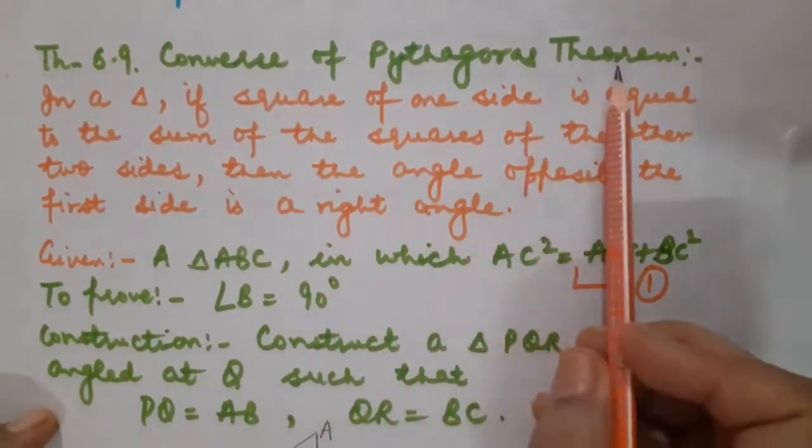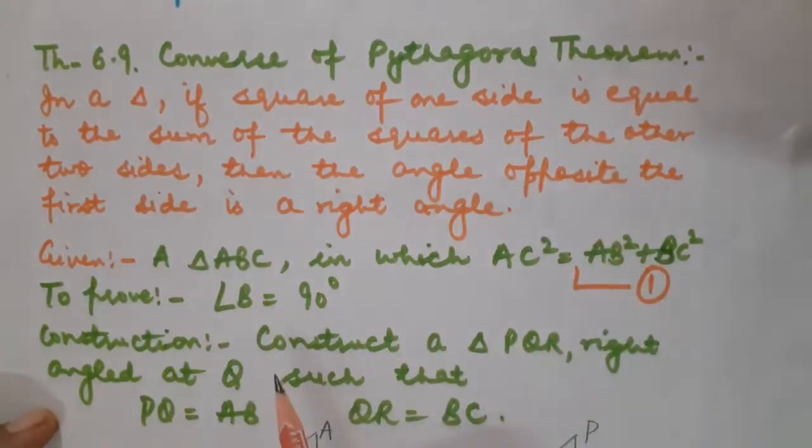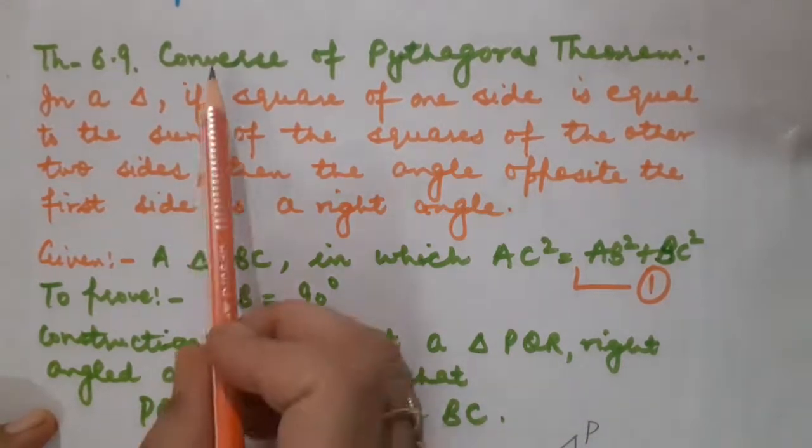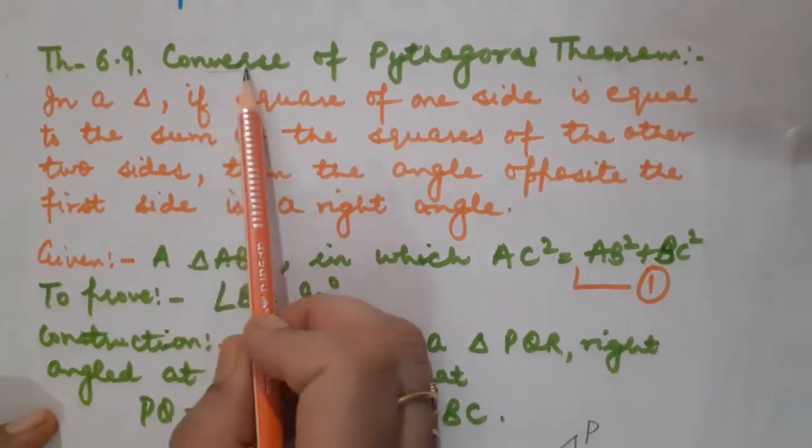So children, let us start today's main content, that is theorem 6.9, which is the converse of Pythagoras theorem. In Pythagoras theorem, children, you know very well that you will be having a right angled triangle given, and you proved that the sum of the square of base as well as altitude is equal to the square of the hypotenuse. Fine. Here we are going to deal with the converse of Pythagoras theorem.